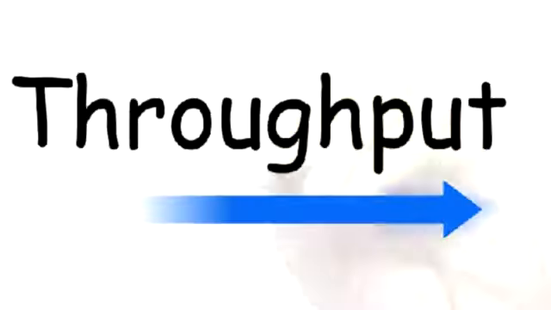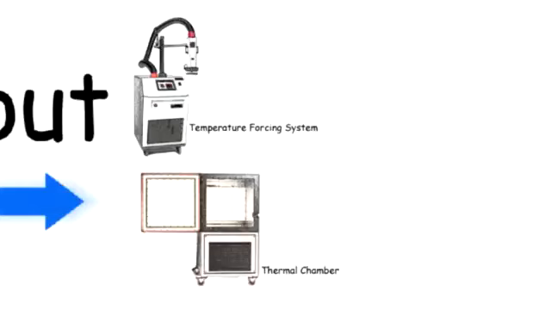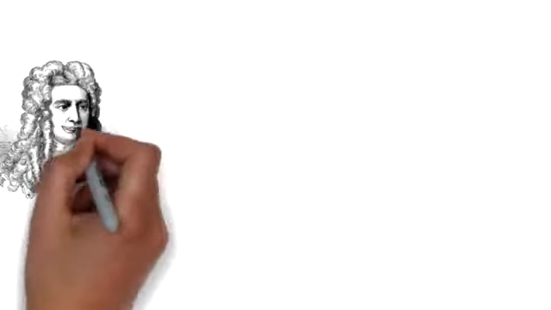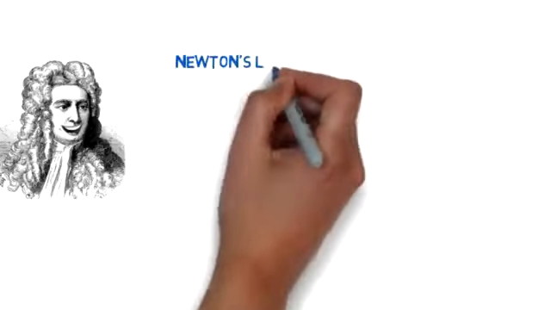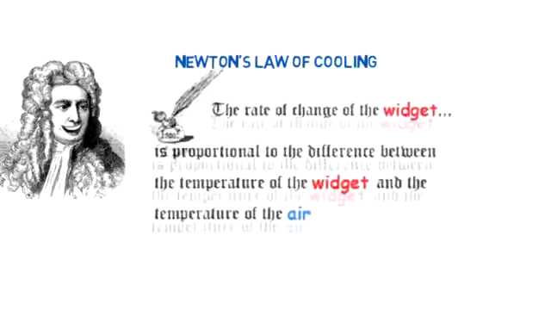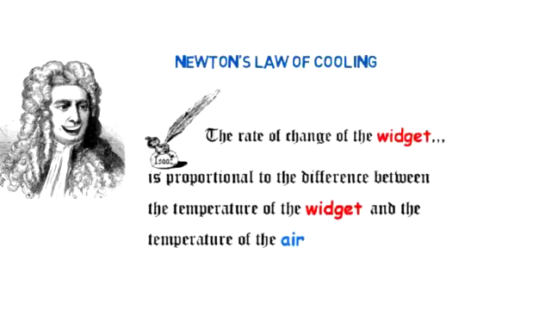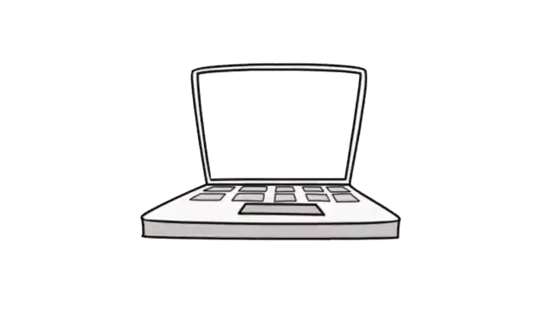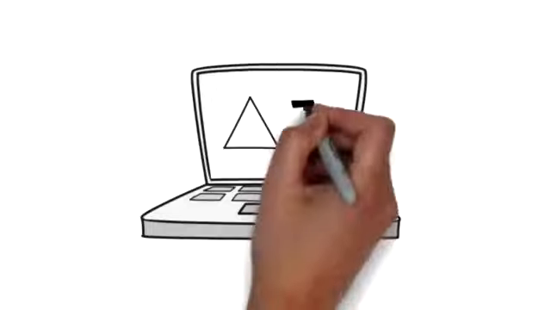The answer is throughput. If getting your widget to temperature quickly is important, then using a system with a higher thermal capacity will speed up throughput. It was Isaac Newton who understood this 300 years ago. That's why he came up with Newton's law of cooling. The rate of change of the widget is proportional to the difference between the temperature of the widget and the temperature of the air. In thermal engineering terms today, we refer to this temperature difference as delta T.